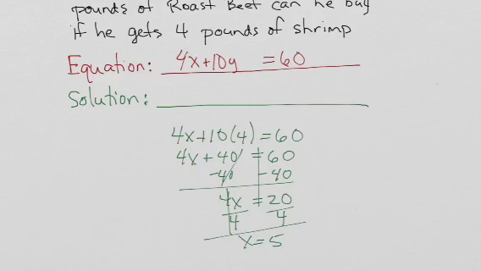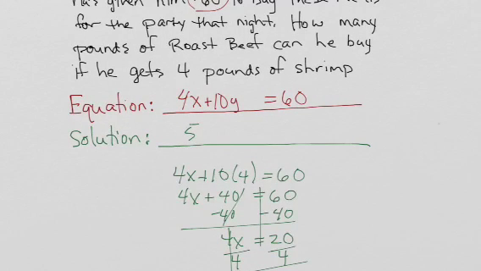So there's my answer. 20 divided by 4 makes 5. So my answer then would be 5. Well, 5 what? How many pounds of roast beef can he buy? So 5 pounds of roast beef.